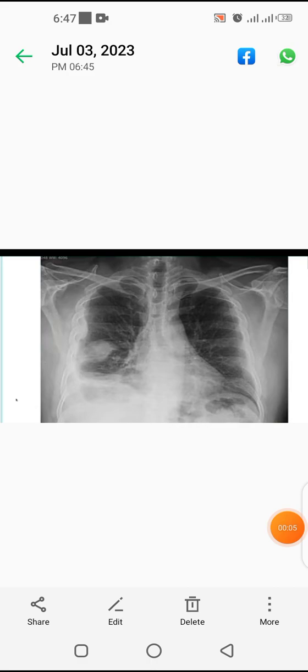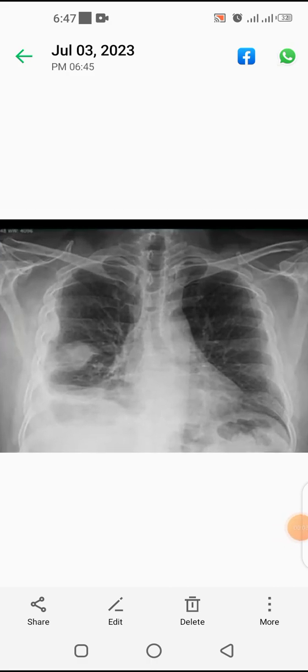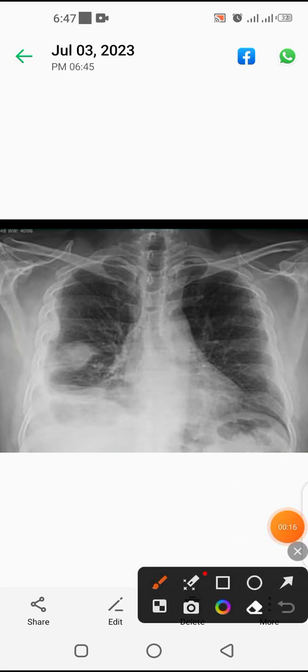So this X-ray was uploaded by me in the group, and there were different answers. So today I'm going to discuss this X-ray. Now there are a variety of differential diagnoses of this X-ray. First, we discuss the findings.